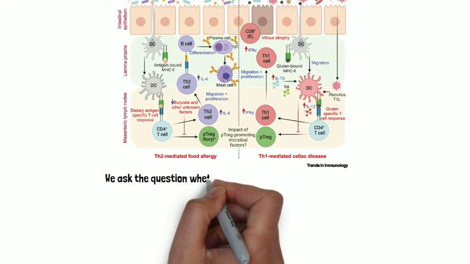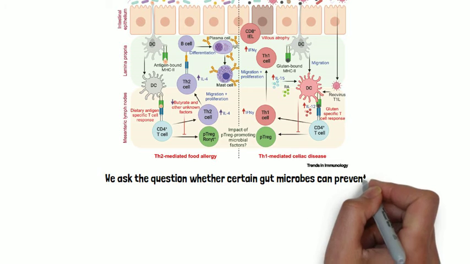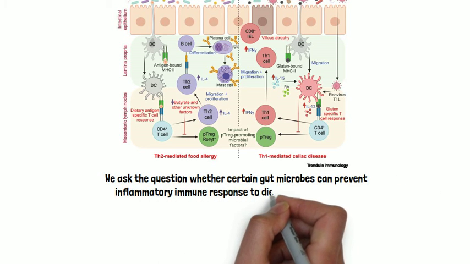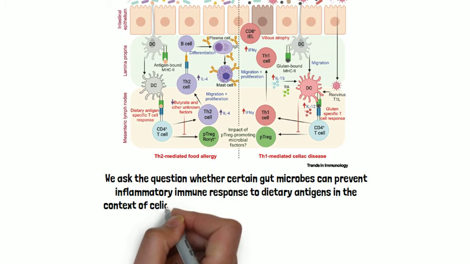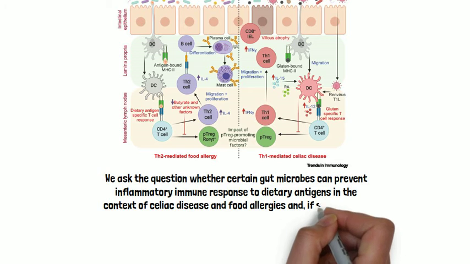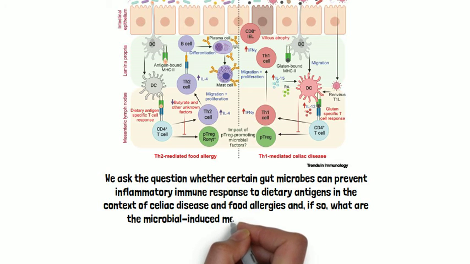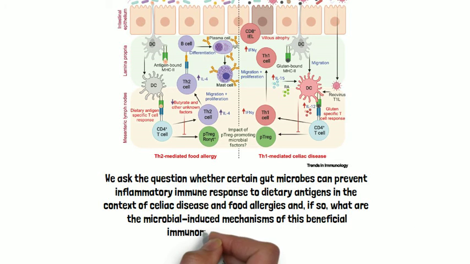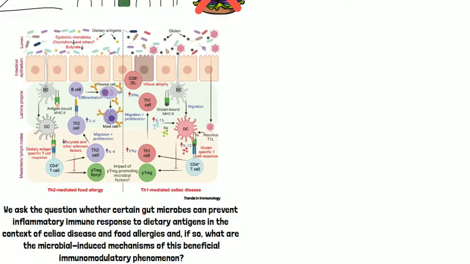We ask the question whether certain gut microbes can prevent inflammatory immune responses to dietary antigens in the context of celiac disease and food allergies, and, if so, what are the microbial-induced mechanisms of this beneficial immunomodulatory phenomenon?